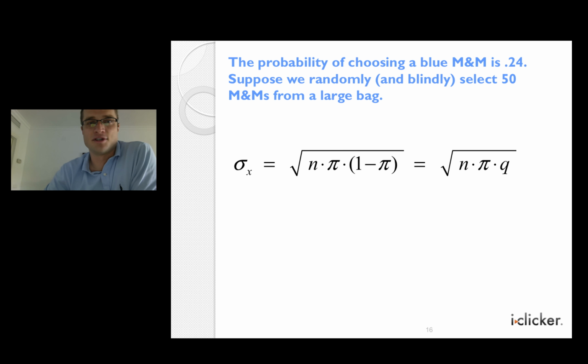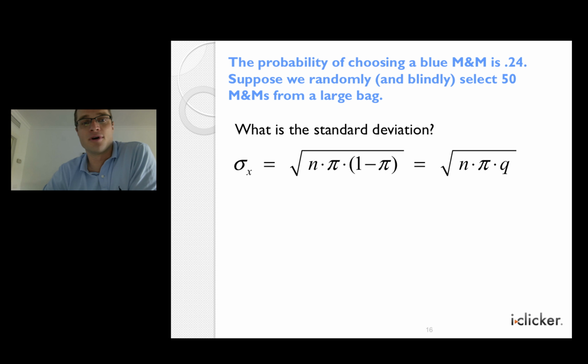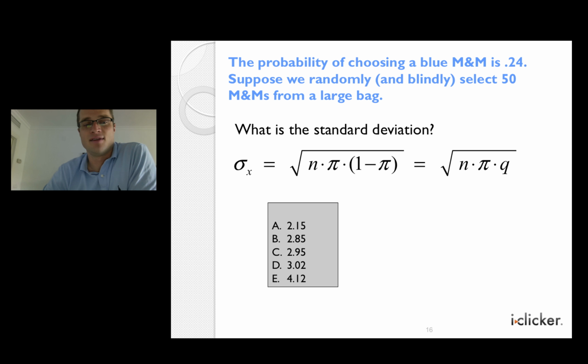The next question is the standard deviation. So what's the standard deviation of the same data set, right? 50 trials, probability of success is 0.24. Well, I need to plug it into this: the square root of 50 times 0.24 times 1 minus that, so 0.76. If you multiply those things out, you get 3.02. So the answer is D.